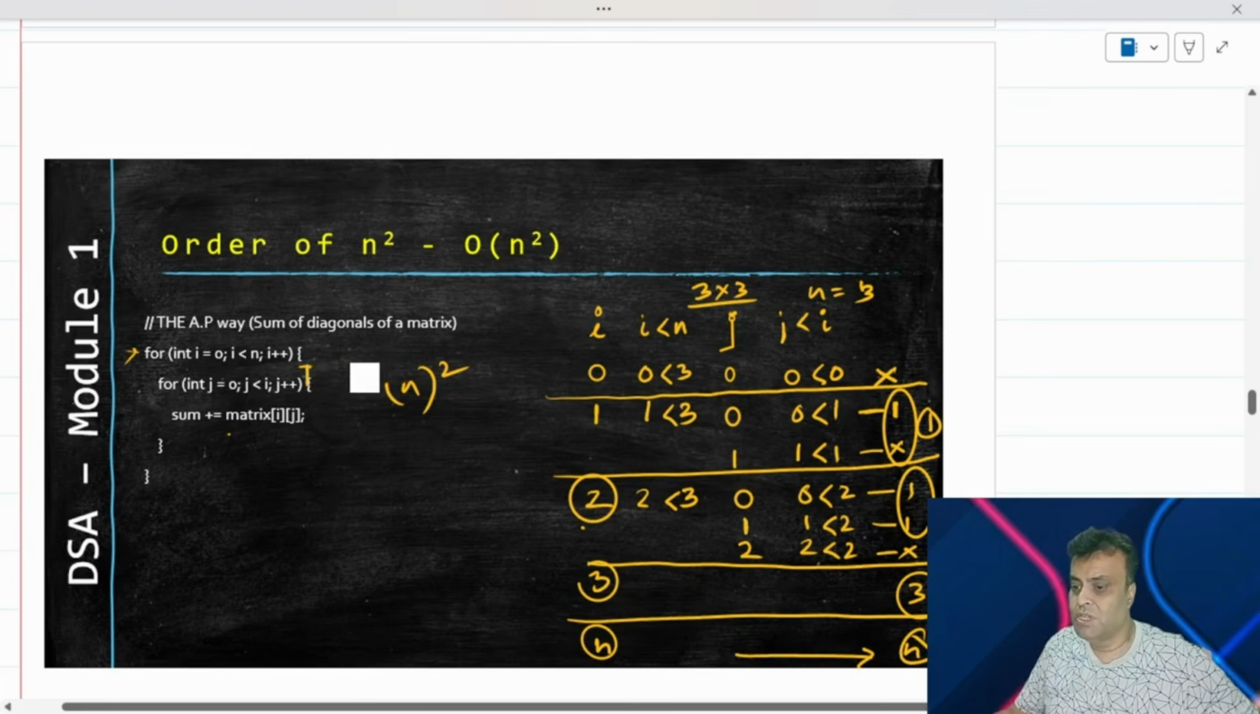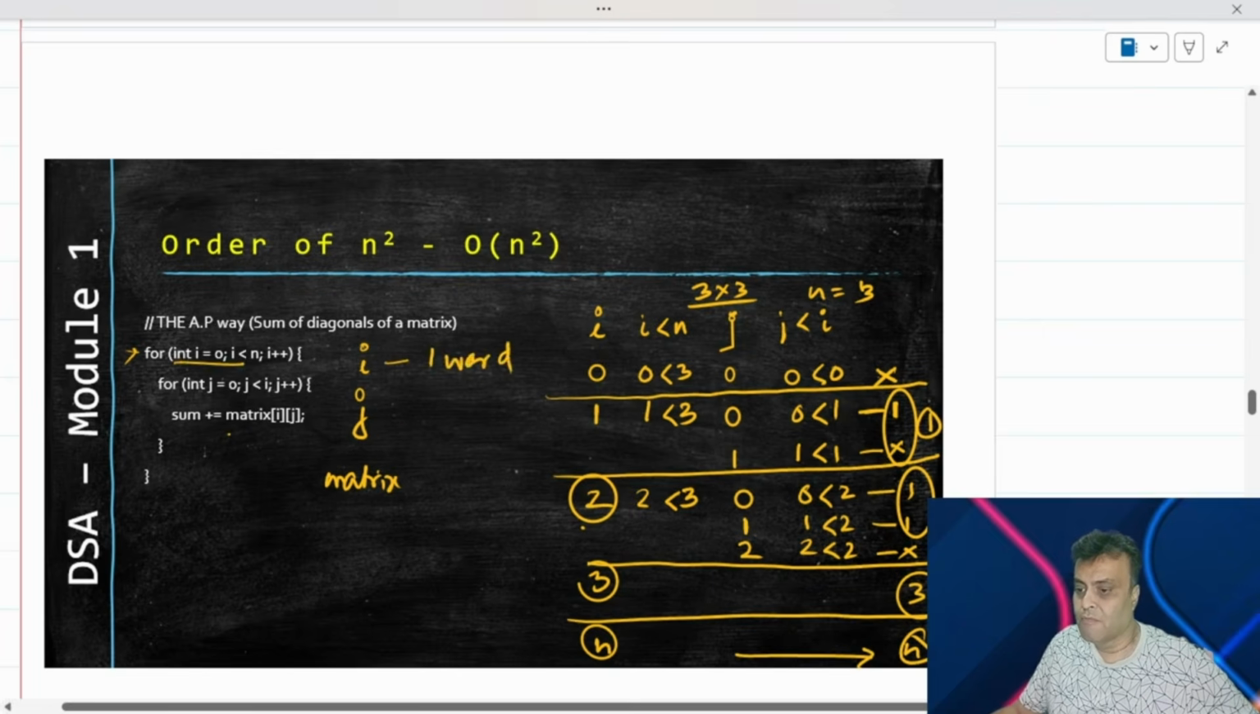So what is going to be the space complexity here? Let us calculate. What are the variables we have taken? We have taken i, we have taken j, and we have taken matrix. Now i will be defined only once, so I need one word for i. j will be defined i times, and i will go on till n. So i will go on till n means j will be defined n times. So I need n words of space for j, right?